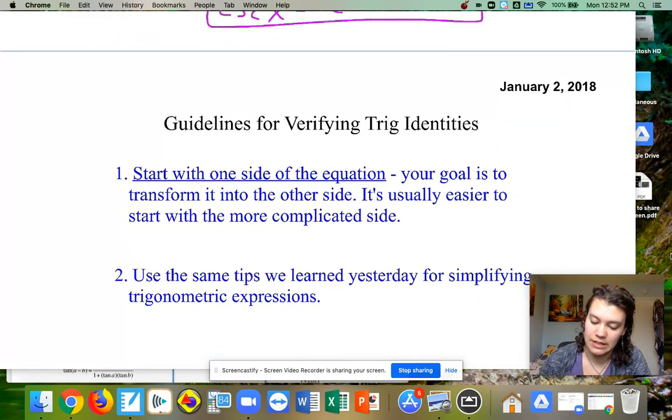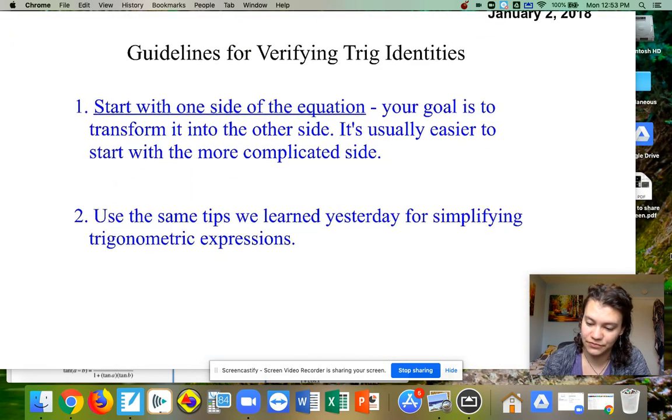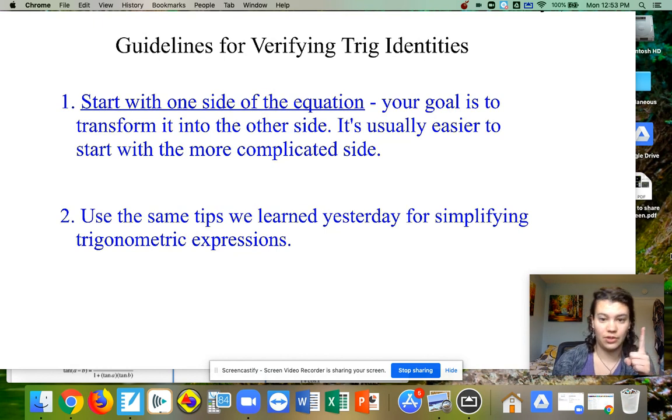So, some guidelines for verifying. First, start with one side of the equation. Usually it's easiest to take one side, transform it into the other. Sometimes you can work on both sides, but you shouldn't need to. It's usually easier to start with a more complicated side. Later on, we'll get into some details of when it's not, but in general, start with the complicated side, make it look like the simple side. And then use all the same tips from yesterday. So like know your trig identities, change things to sines and cosines, find common denominators, all that kind of stuff.